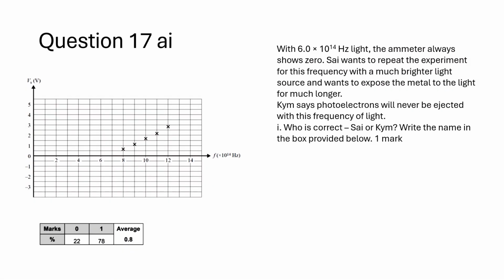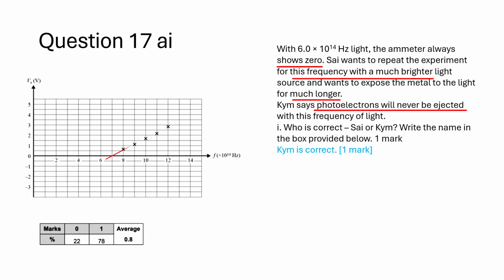With 600 THz light, the ammeter always shows zero. Tsai wants to repeat the experiment for this frequency with a much brighter light source and wants to expose the metal to the light for much longer. Kim says photoelectrons will never be ejected with this frequency of light.